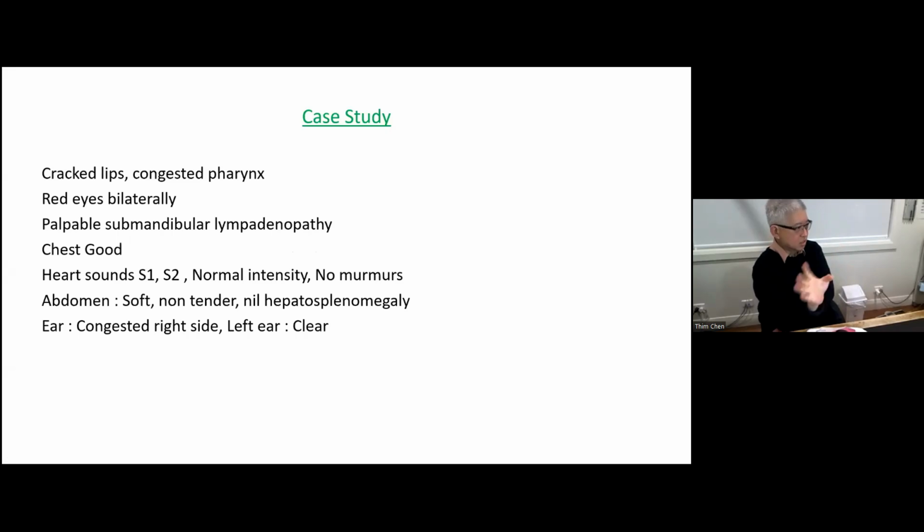Fever is not among the 5 criteria, but the fever must be there. So there must be fever, and then you look for 4 out of the 5 things. I had only 3: red eyes, cracked lips, and a rash. So she comes under what we call incomplete Kawasaki. Incomplete means it's not complete, as the term suggests.